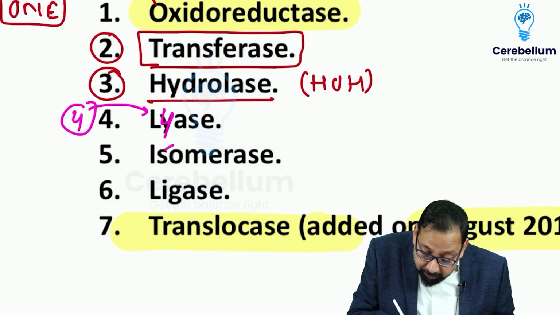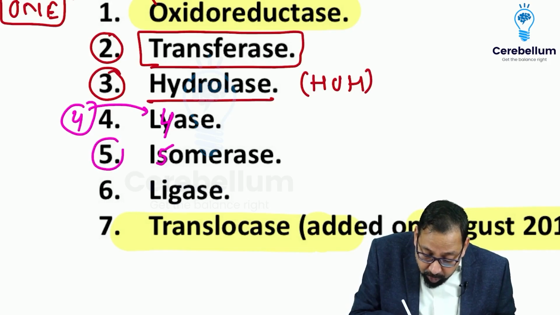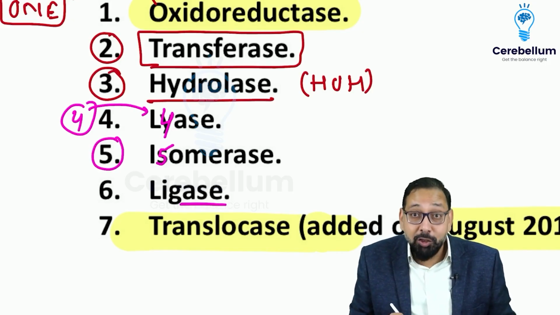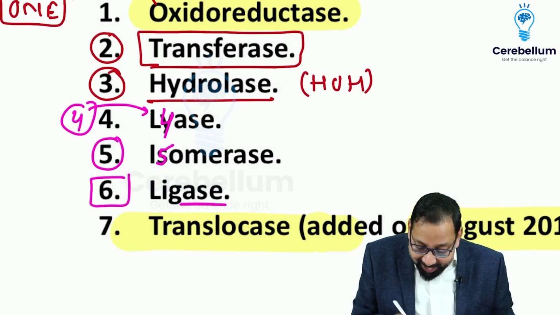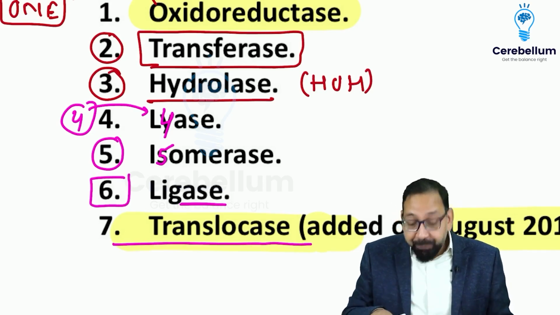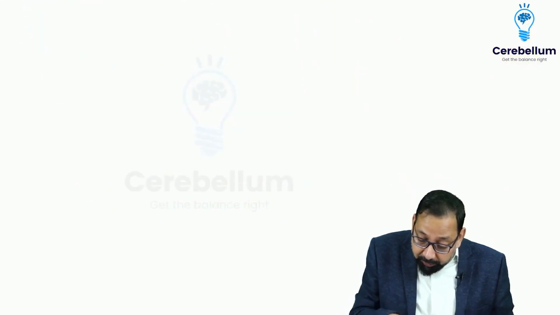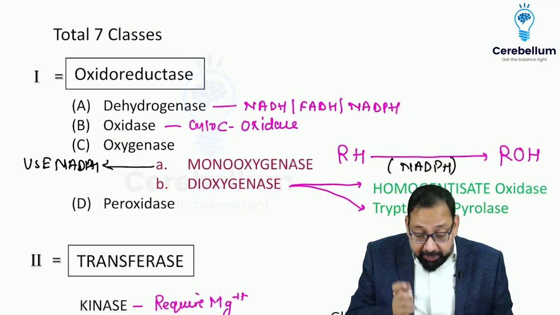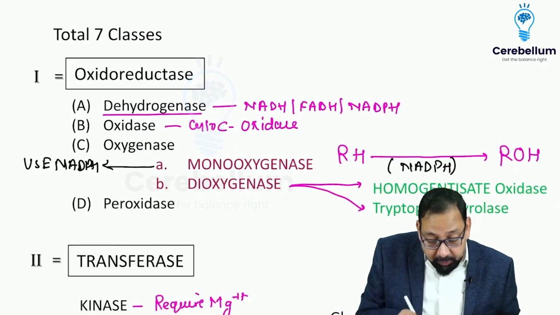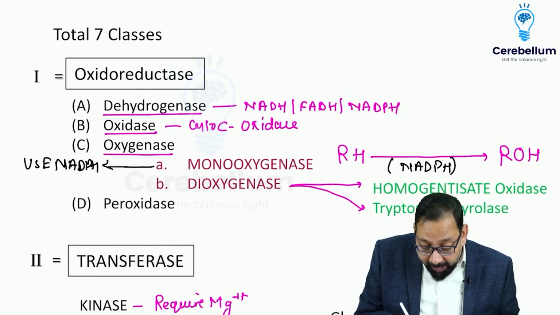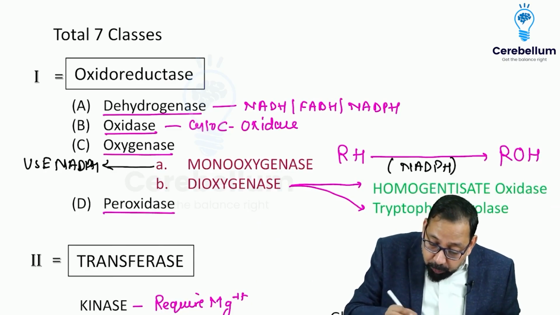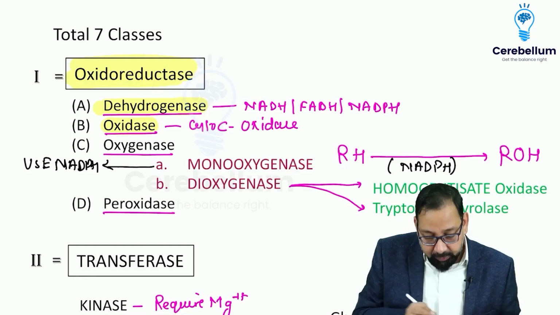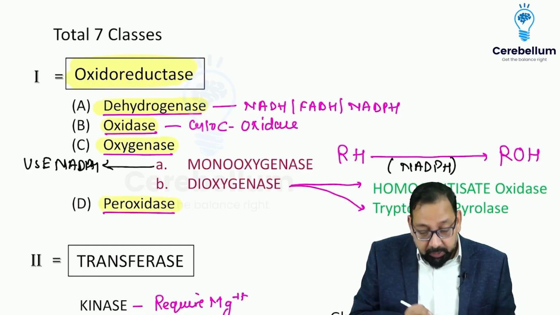Isomerase, S looks like 5, so class number 5. Ligase, the sixer, so EC number 6. And the 7th class is translocase. Now one by one. First is oxidoreductase. Oxidoreductase is further classified under dehydrogenase, oxidase, oxygenase and peroxidase.